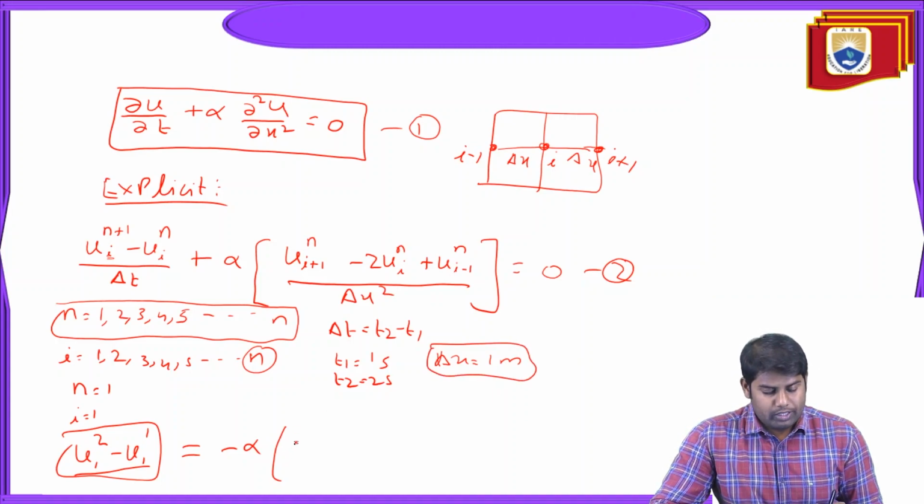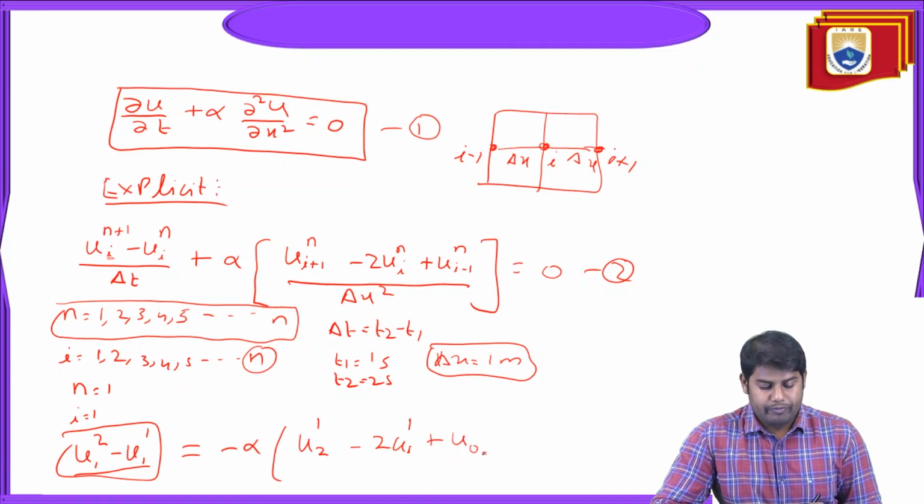Okay. So for this, what happens? This will be when i is equal to 1. So that will be u2 to the power of 1 minus 2u of i, sorry, 1 to the power of 1 plus u of 0. The meaning of u of 0 is nothing but the walls. If we have any values on the wall conditions, that will be this velocity to the power of n. Okay, so this is what we have.